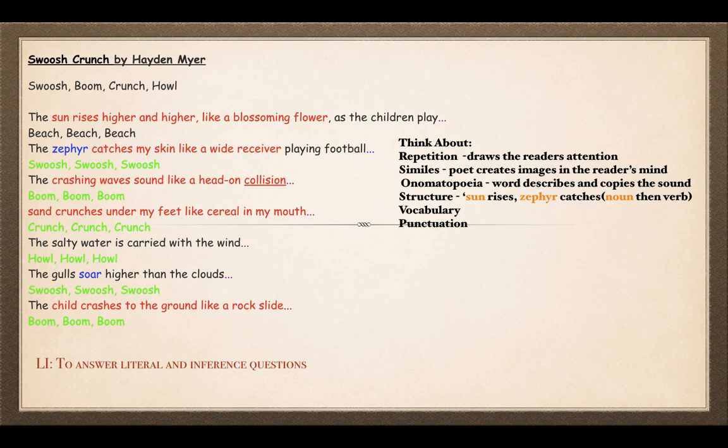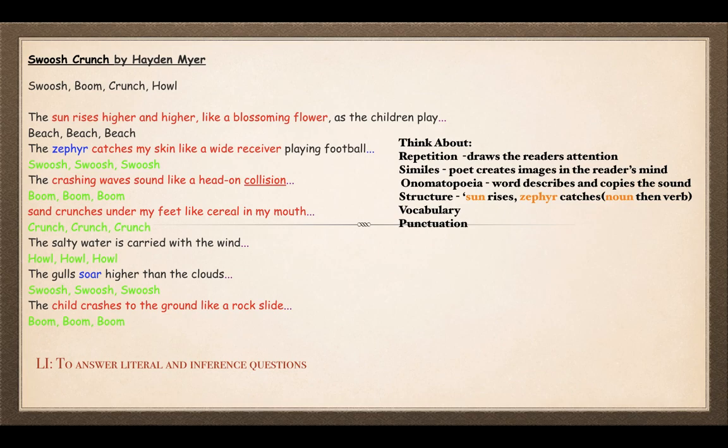And we've come across all of those words before, onomatopoeia, but the next thing we need to think about is similes. Now, similes hopefully will give you a picture in your mind or an image in your mind of what is happening. Like the sun rises higher and higher like a blossoming flower. Or crashing waves sound like a head-on collision. Sand crunches under my feet like cereal in my mouth. Child crashes to the ground like a rock slide. So hopefully you can imagine what's happening when you read those sentences. And that's the point of similes.